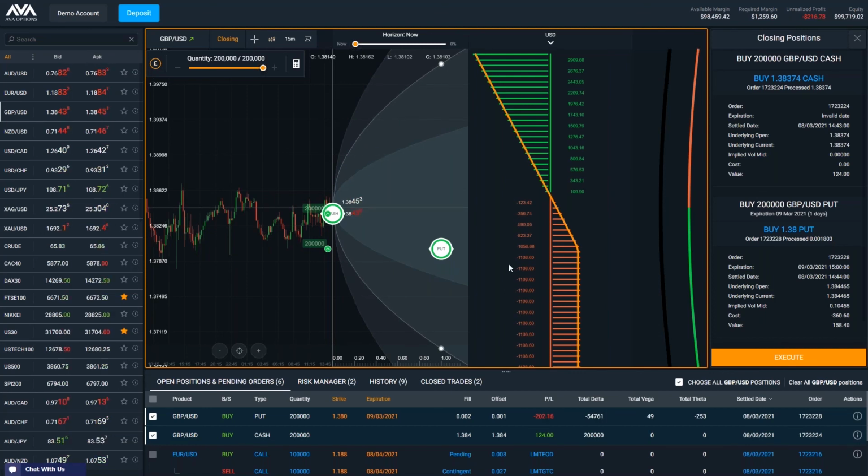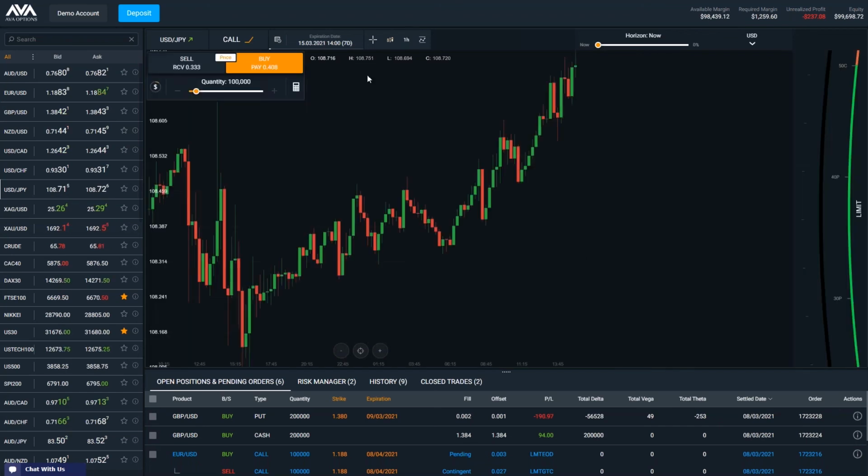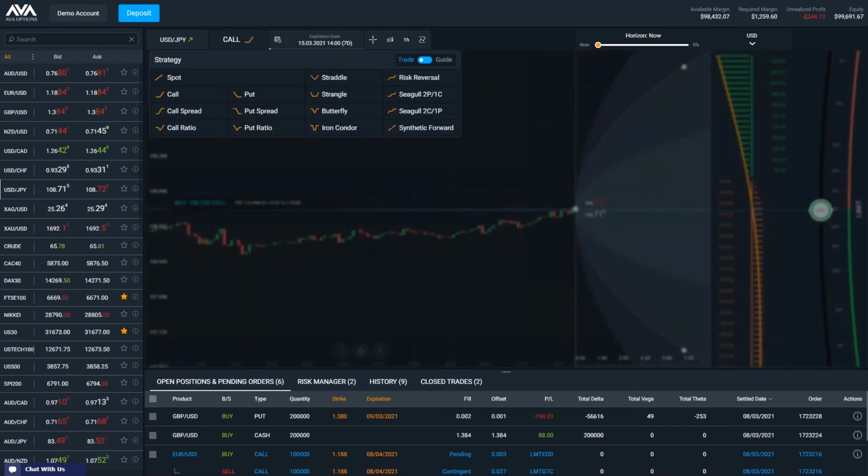And what does it look like? It looks just like a call, because a call minus a put, the combination of a call and a put, is a forward. We have a strategy called synthetic forward. Last thing I'll show you, let's look at dollar yen, for example. We have something called synthetic forward.